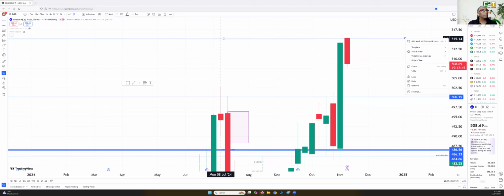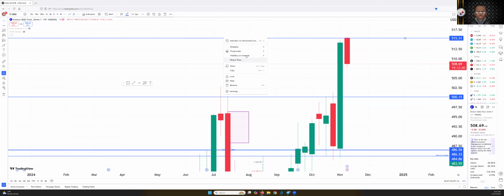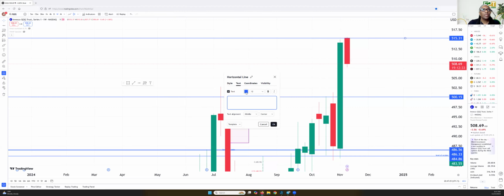Can I interject? Yes, go ahead. Now, is this conversation about trying to remember what the lines represent? She was saying which ones are the stronger supports and resistance.